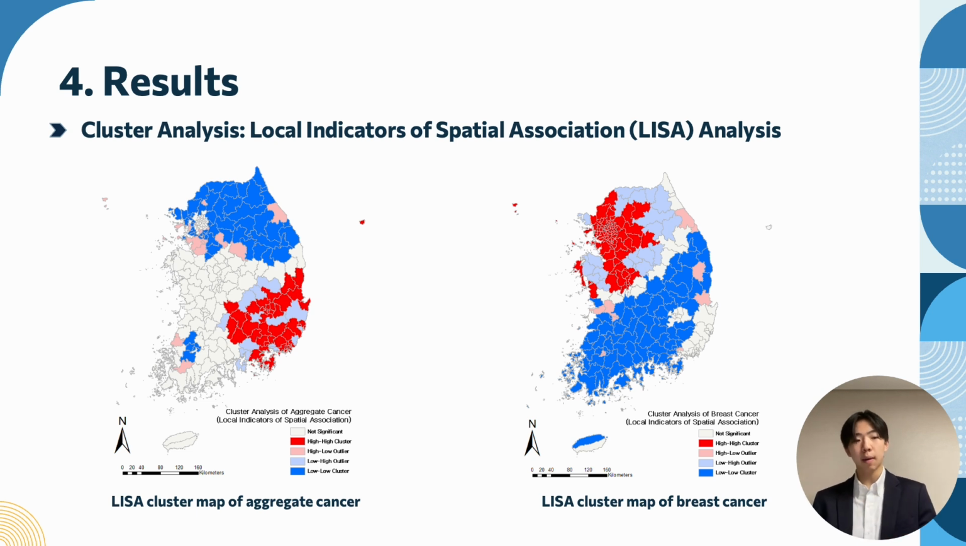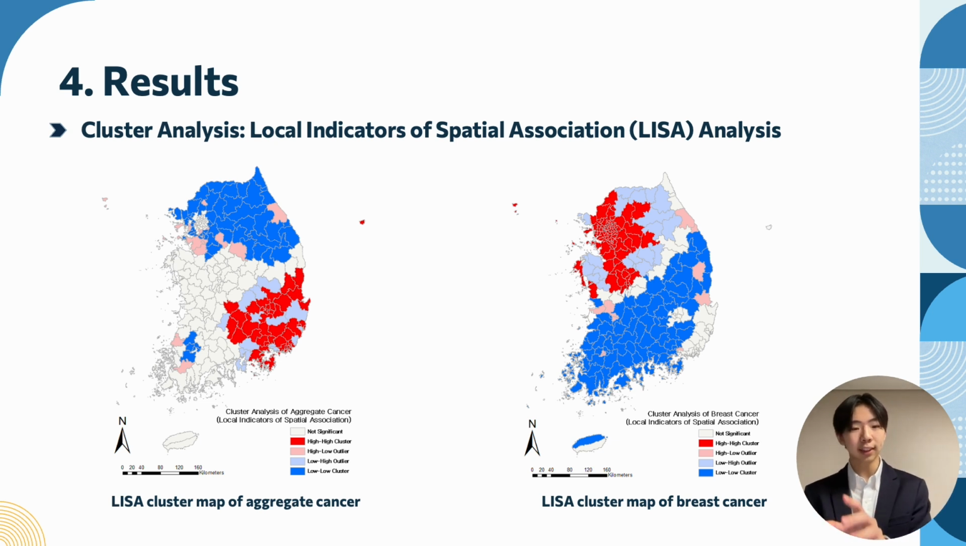If you look at these graphs here, the red or the high to high clustering indicates regions with a high number of cancer incidences being placed right next to other regions of high cancer incidences. The blue regions, or the low to low clustering areas, are regions with a low amount of cancer incidences being placed in close proximity to other regions with low rates of cancer incidences. And as you can see, once again, they differ for each type of cancer.